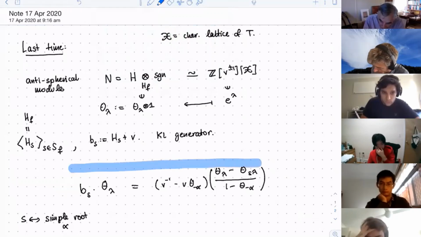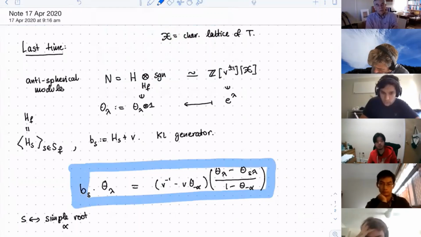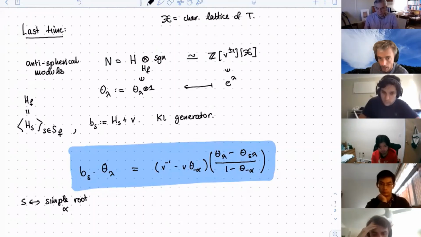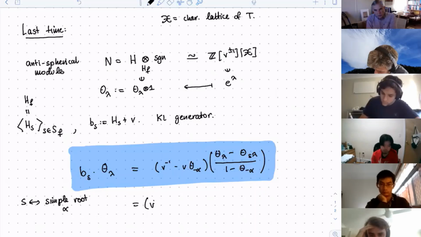Okay, so this formula is very important. Essentially the entire lecture today will be involved with understanding this formula geometrically. Perhaps I should have emphasized this last time in case it wasn't clear, but this factor here doesn't look a priori like an element inside the lattice part, but it's easy to see that this is B inverse minus V theta minus alpha.